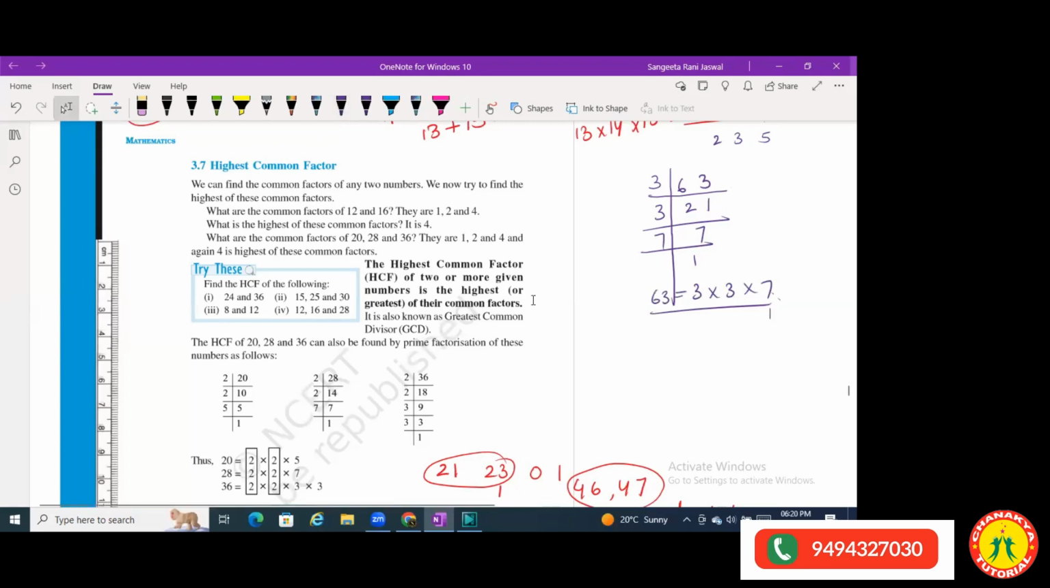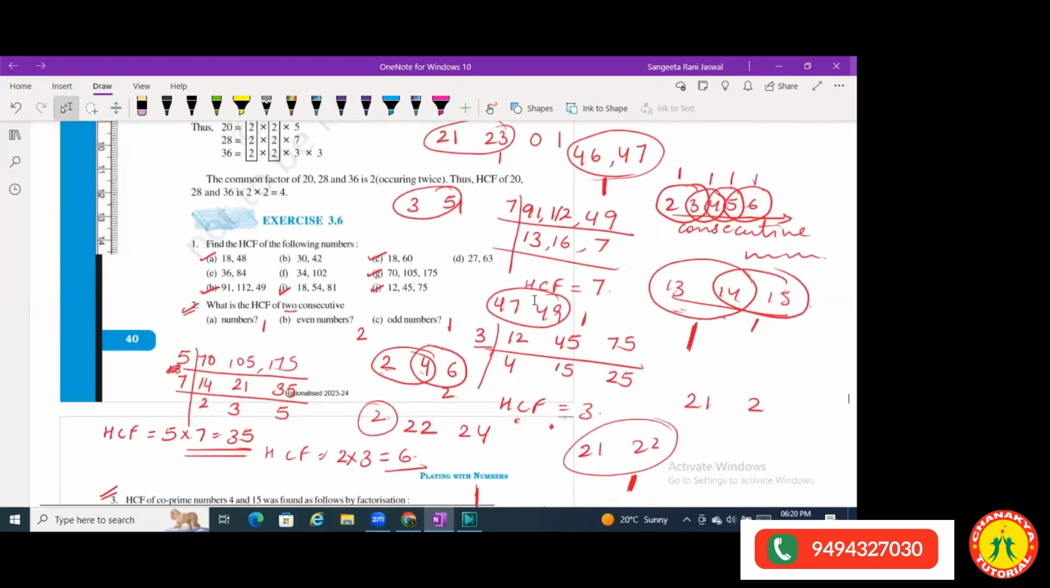Okay, now coming to highest common factor. For highest common factors, we find the common factors, and among the common factors, the highest one is the highest common factor. Let's take for this 34 and 102. So 34 and 102. I write the numbers like this. I'm taking them together.